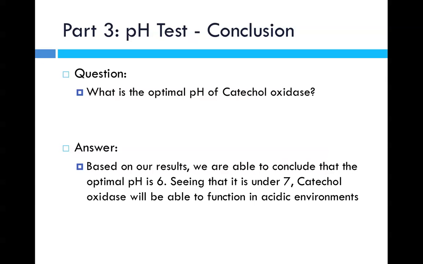So finally, to the last conclusion, we go back to the question of what is the optimal or ideal pH of catechol oxidase. And so based on our results, we were able to conclude that the optimal pH is 6. And seeing that it is under 7, which is neutral, that means it is rather acidic. So it can perform functions under acidic environments rather than basic, like test tubes 4 through 6.